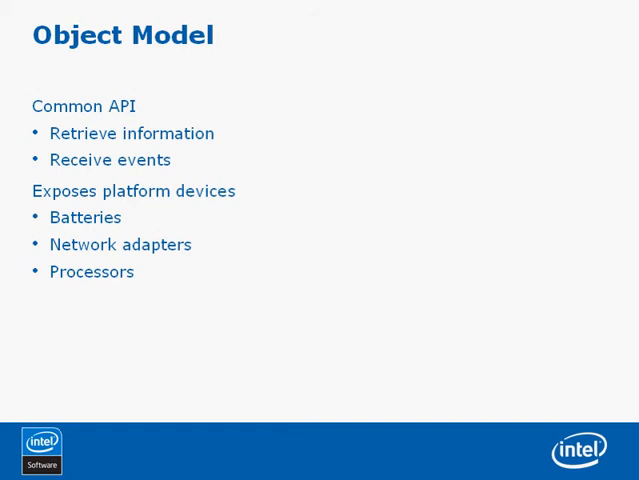A variety of devices are supported by the SDK, including batteries, network adapters, and processors. The API simplifies the learning curve, so interacting with one class of devices makes it trivial to work with another class of devices. Device instances, properties, and events are easily discoverable, allowing for a highly dynamic application.